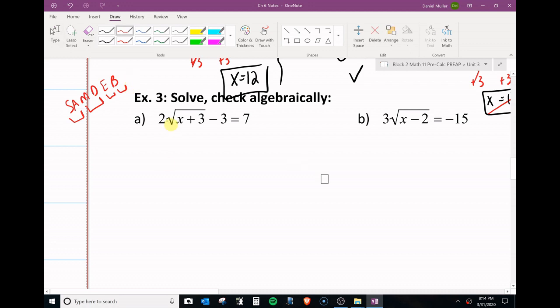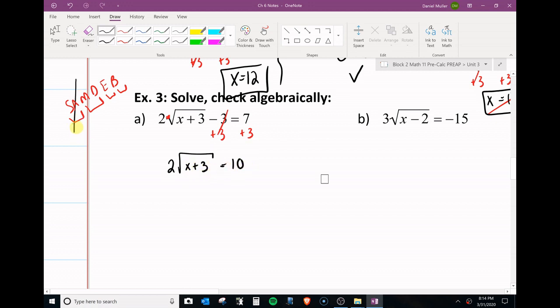So I'm not going to get rid of this 2 first because that's multiplying. This is 2 times. And I'm not going to get rid of this plus 3 because it's technically inside brackets. The only thing I can do is move the thing furthest away from the x, and that's this subtraction. So I'm going to move the subtraction by adding it. 2 square root of x plus 3 is equal to 10.